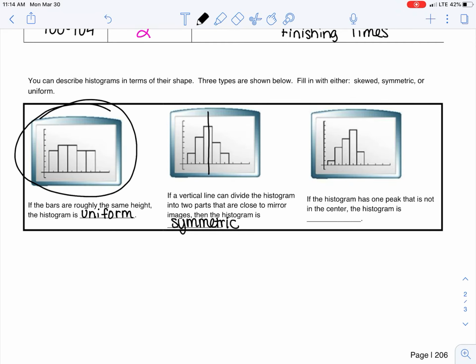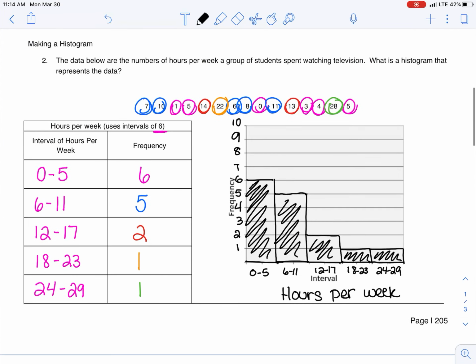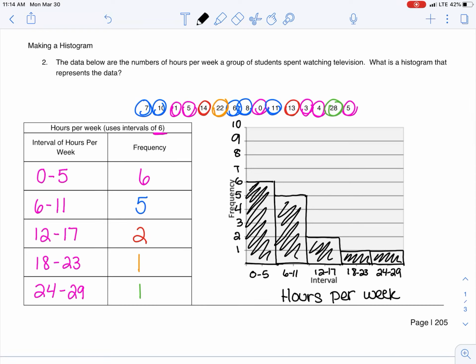If the histogram has one peak that is not in the center of the histogram, then this is called skewed. Now if we go back up here to number 2, whenever we made this histogram, you can see that this side over here is a lot higher. So this slants down like that. That would actually be considered skewed because a lot of your data is to one side.